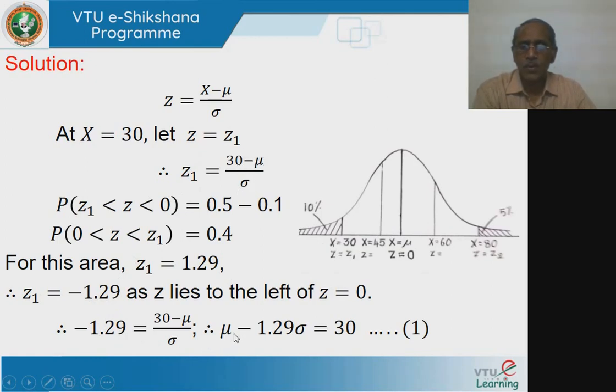Therefore, simplifying, mu minus 1.29 sigma is equal to 30. Call this equation 1. Similarly, at x equal to 80, let z be equal to z2. Therefore, z2 is equal to (80 minus mu) by sigma.